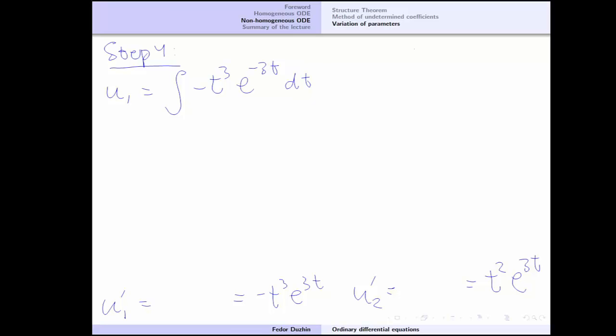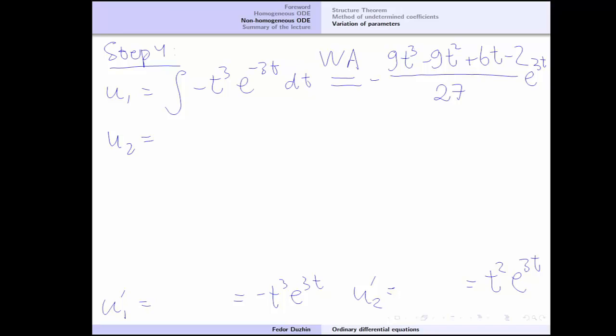Right? So whenever you need to solve a similar question at home, you can simply do it in Wolfram Alpha. Right? And I did it myself. So from Wolfram Alpha, I know that the answer here is, wow, pretty complicated: minus 9t cubed minus 9t squared plus 6t minus 2, everything over 27, times e to the 3t. That's u1.